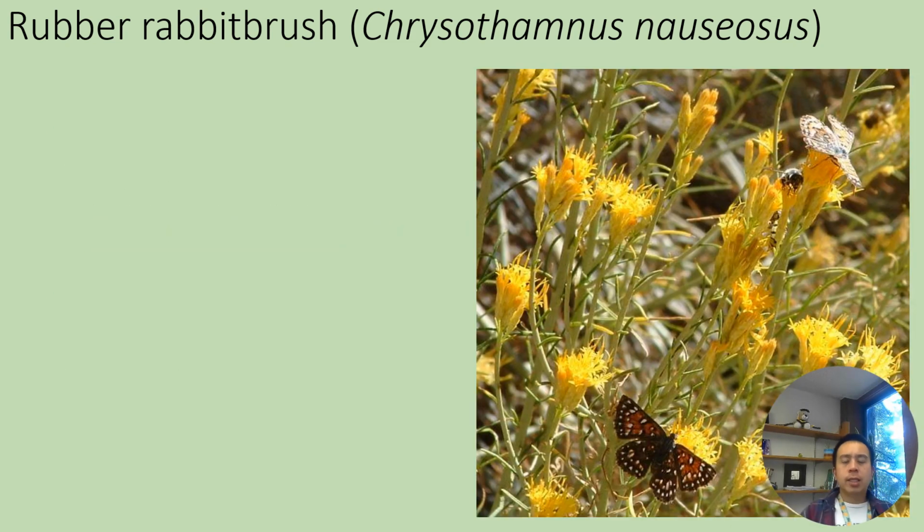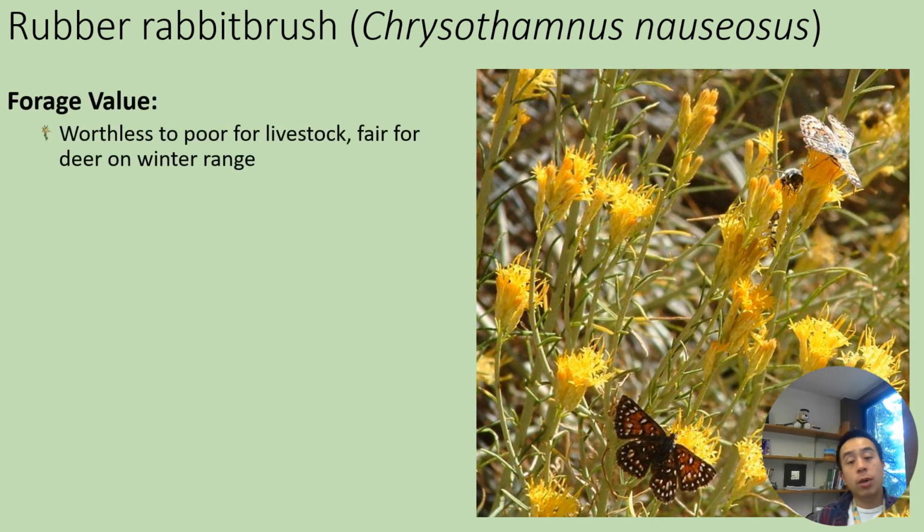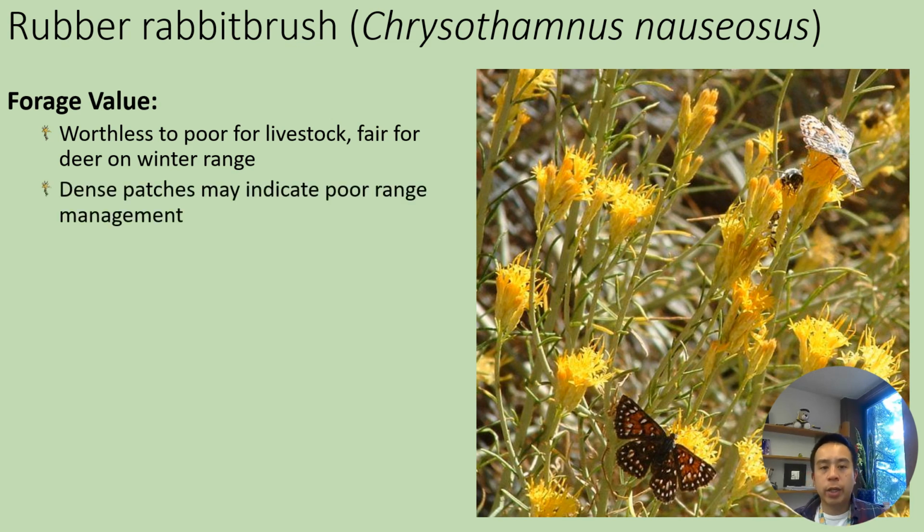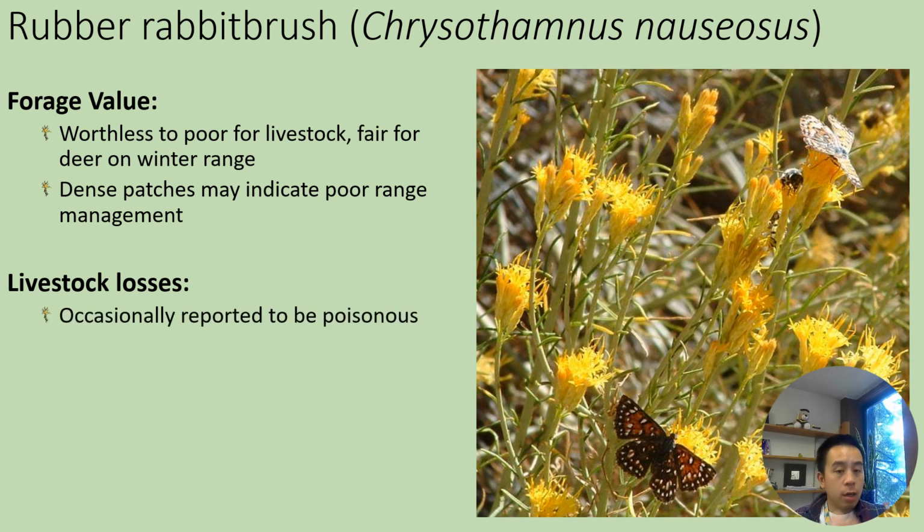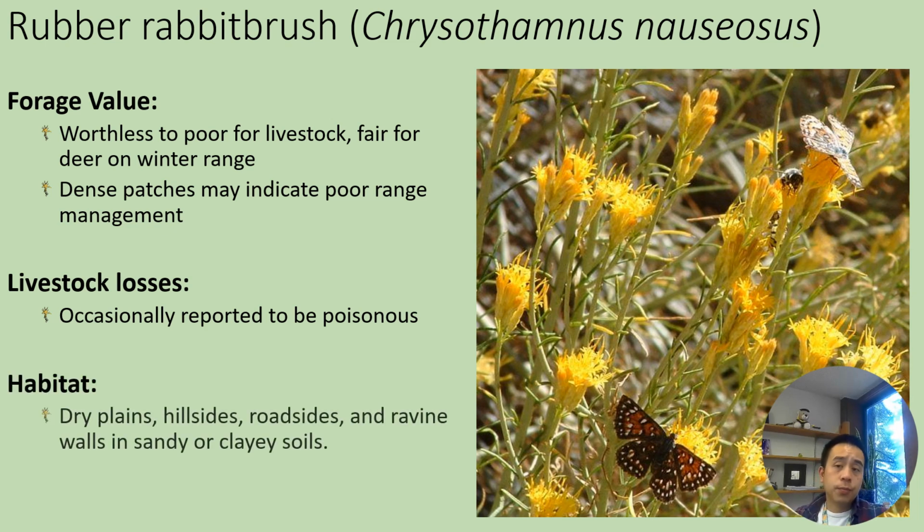So, Chrysothamnus nauseosus, or rubber rabbitbrush, is essentially worthless forage for livestock, but can make okay browse for deer on winter ranges. Dense patches of Chrysothamnus nauseosus often indicate poor range management, as somewhat of an indicator species, and occasionally it can also be reported to be poisonous. It typically occurs in dry plains, hillsides, roadsides, ravine walls, and sandy or clay soils, or those kind of disturbed and dry habitats.